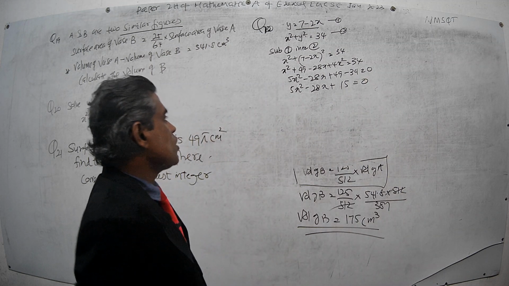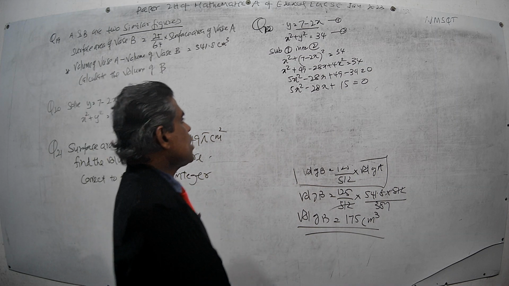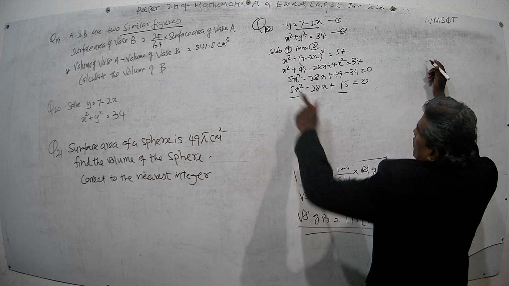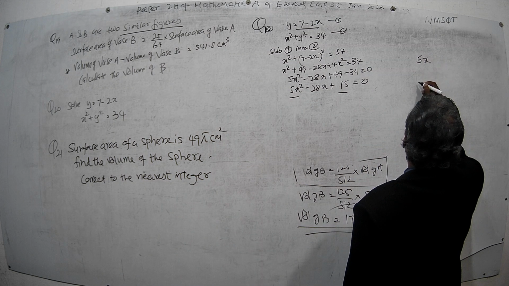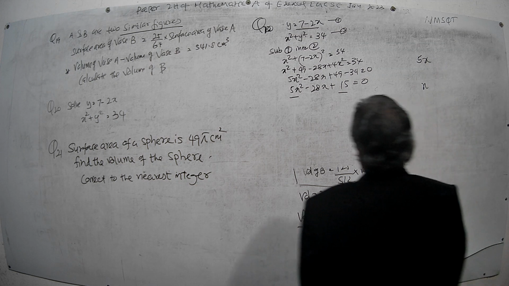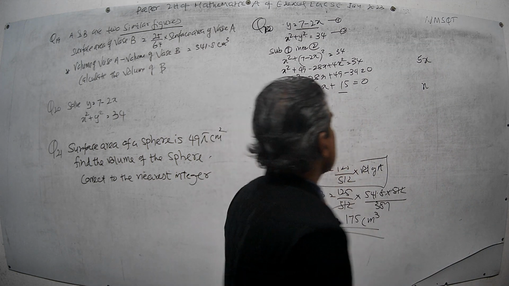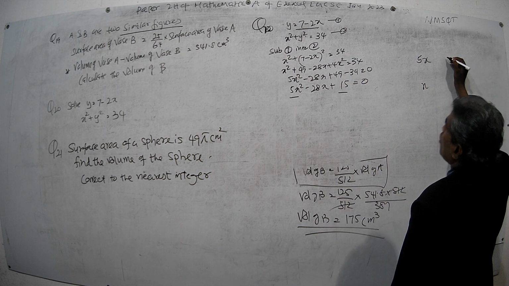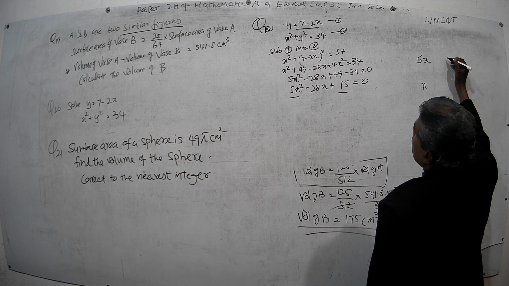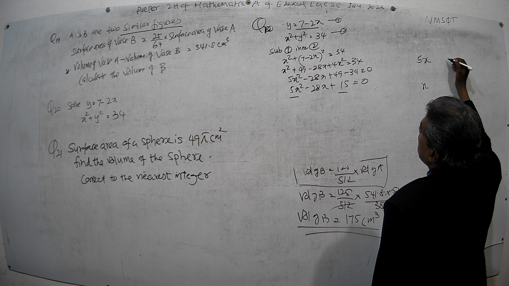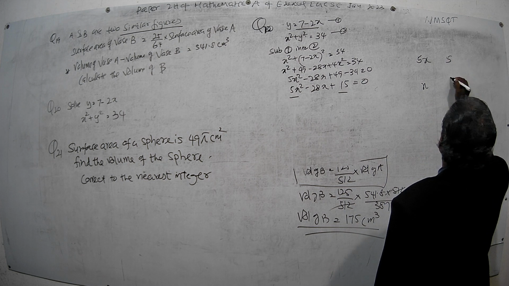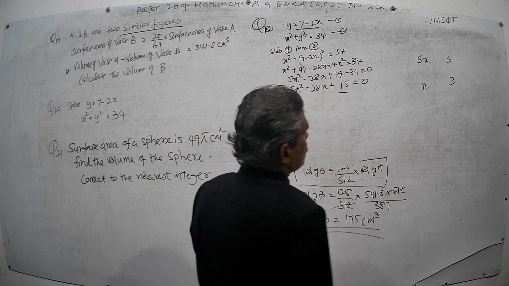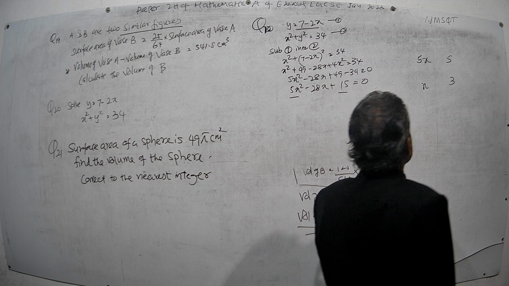Now you can solve this by factorization. Okay, now you factorize. Factorize this 5x squared: the only factors are 5x and x. Then factorize 15. 15 you can write as 5 times 3. 5 times 3 is 15. Right. Now you multiply like this.